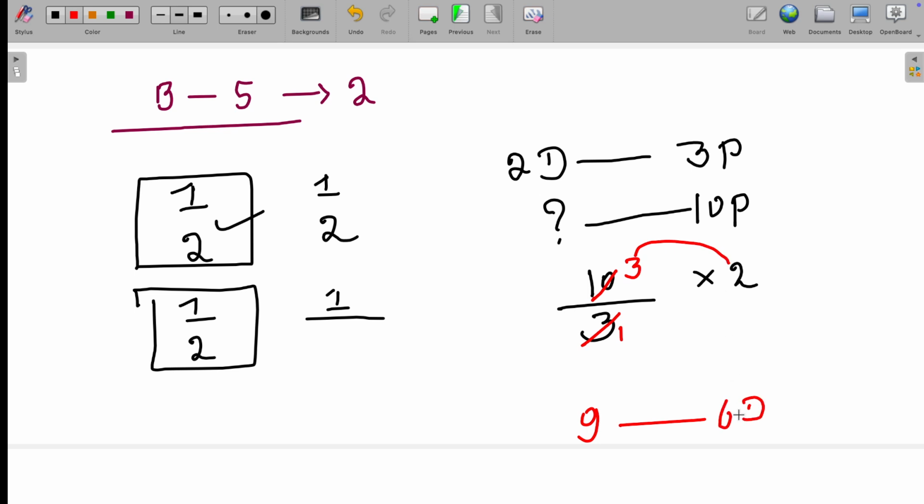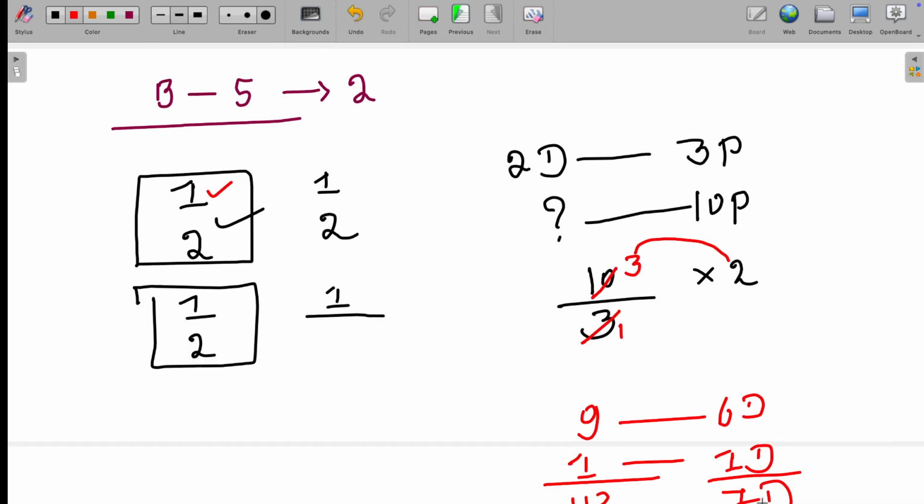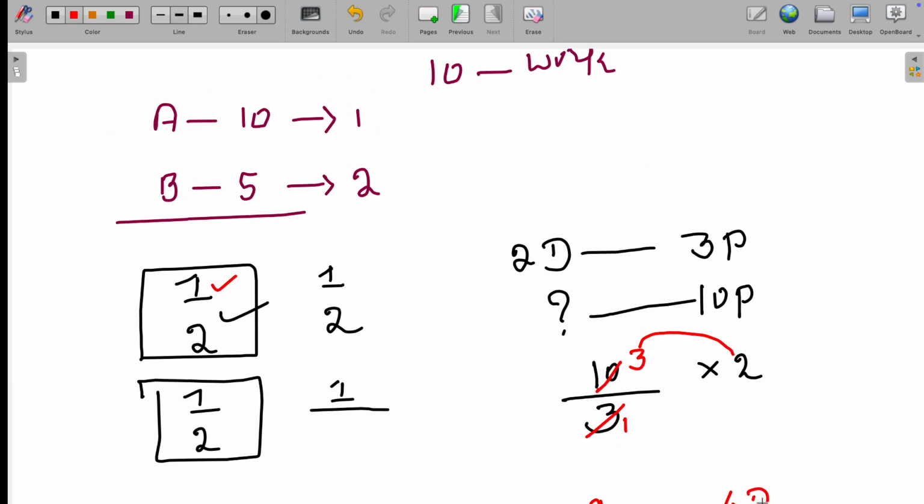Still work is pending. How much work is still pending? 1. Next day who will come? A. Still one part of work is pending, so A will come the next day. His capacity is also 1, then how many days will he take? 1 day he will take. Then to finish 10 parts of the work, how many days in total do we need? 7 days.